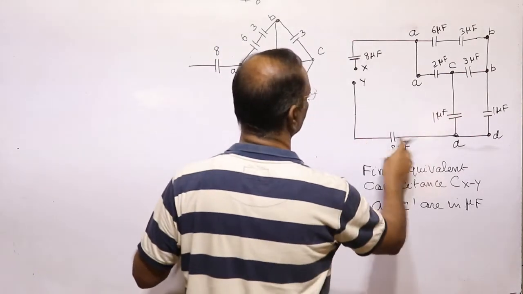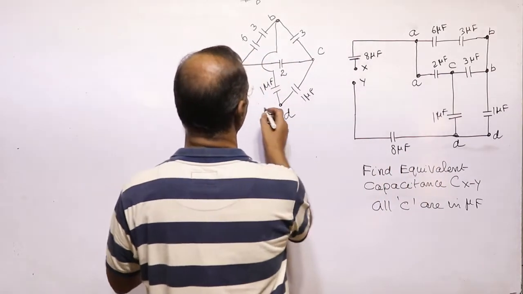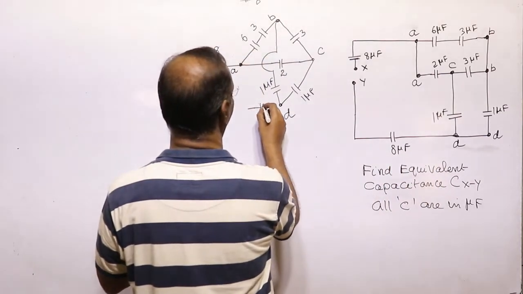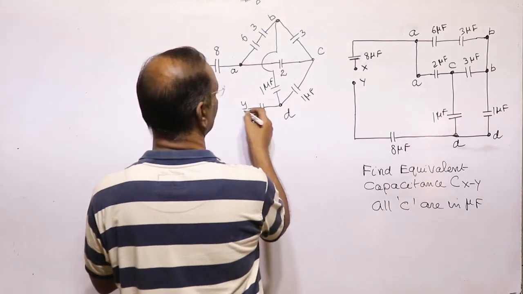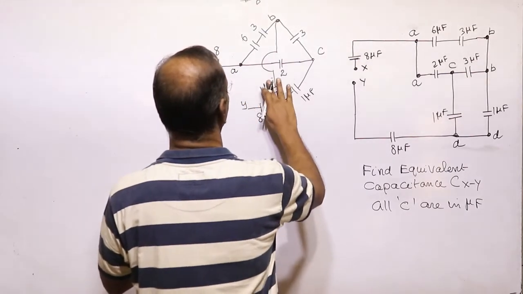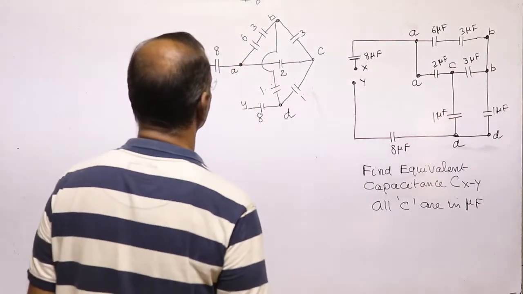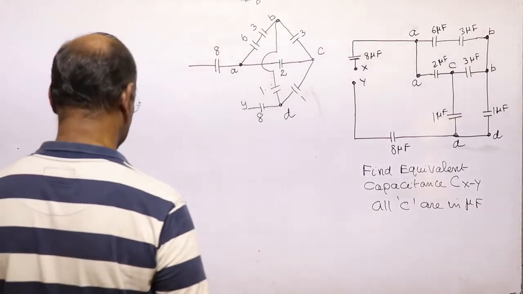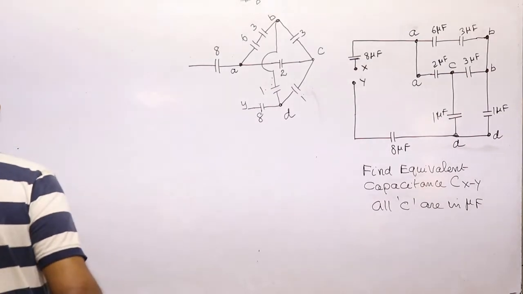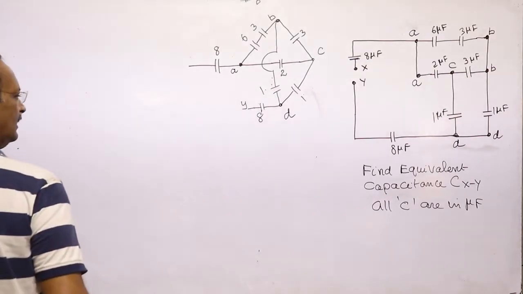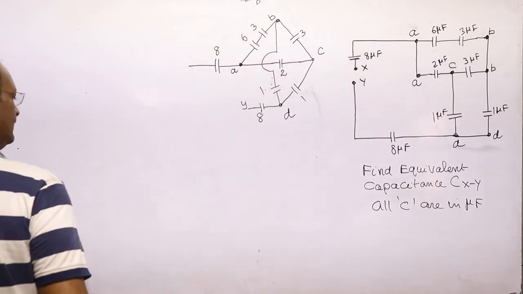From D to Y there is 8 microfarad. You will write only the numbers, as all are in microfarads. So this is the way we have converted the connections. Now let us see whether it is matching with this or not.